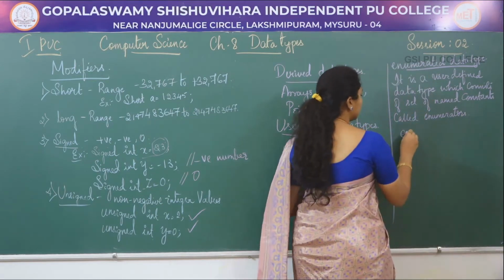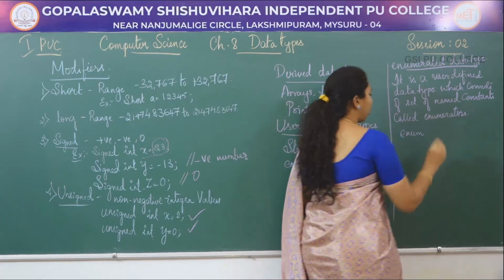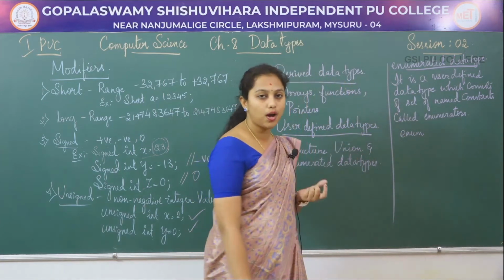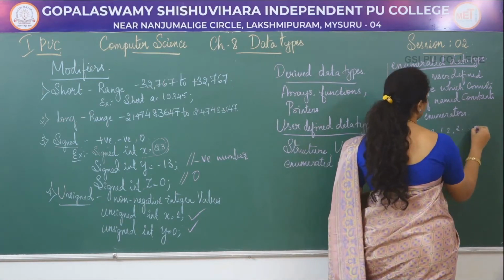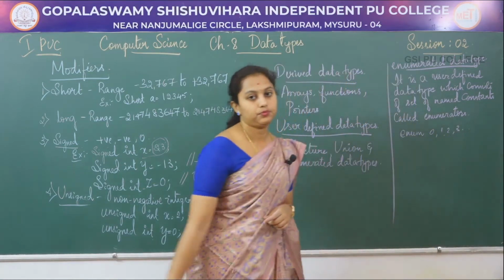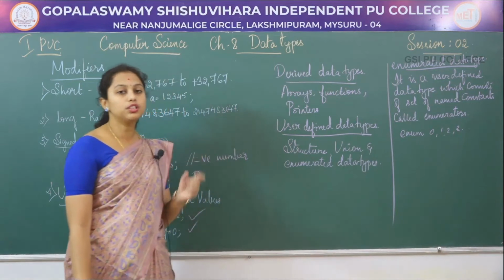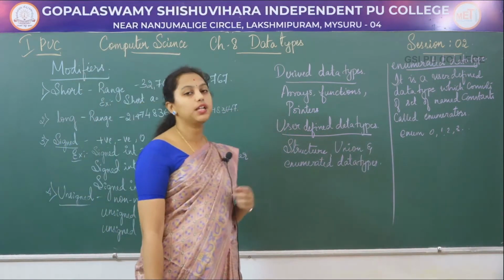Here enum is a keyword which automatically assigns the values 0, 1, 2, 3, etc. Now let's see how to define and declare an enum data type.